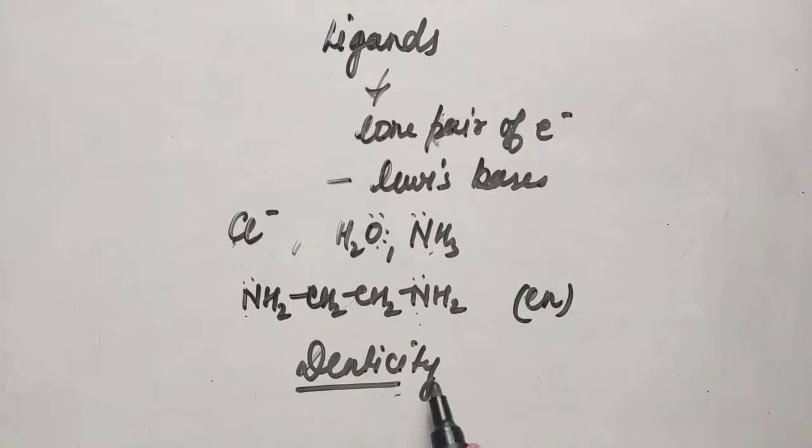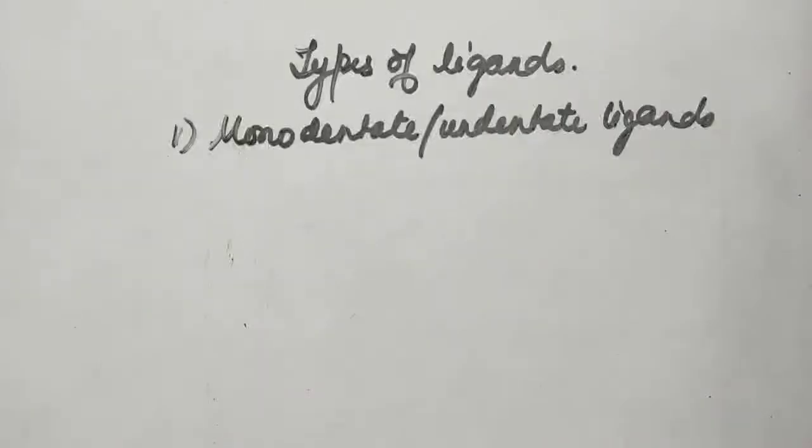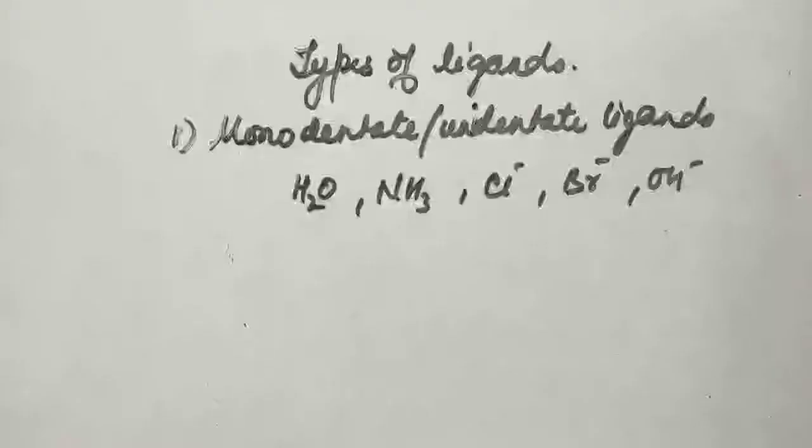According to denticity, the ligands can be classified into various categories, for example, monodentate, bidentate, terdentate or tetradentate. So let us see what types of ligands are possible. The first type is the monodentate or unidentate ligands. Examples are the water molecule and ammonia molecule as neutral molecules, and chloride ion, bromide ion, OH minus ion. They can donate only one lone pair from one atom only, so they come under unidentate ligands.